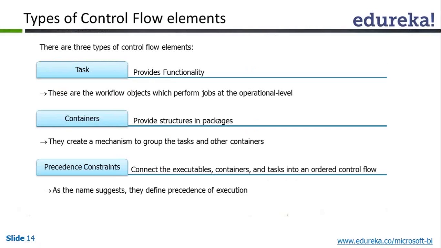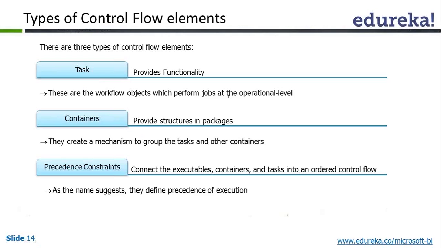Okay, so as I was showing you some of the control flow items, there are a few things you want to learn about. One is a task, right? What I told you about the task can be an execute SQL task, or a backup database task, or a file FTP task, or a data flow task. So a task gives a functionality to perform some action. These are the workflow objects which perform jobs at the operation level, right?